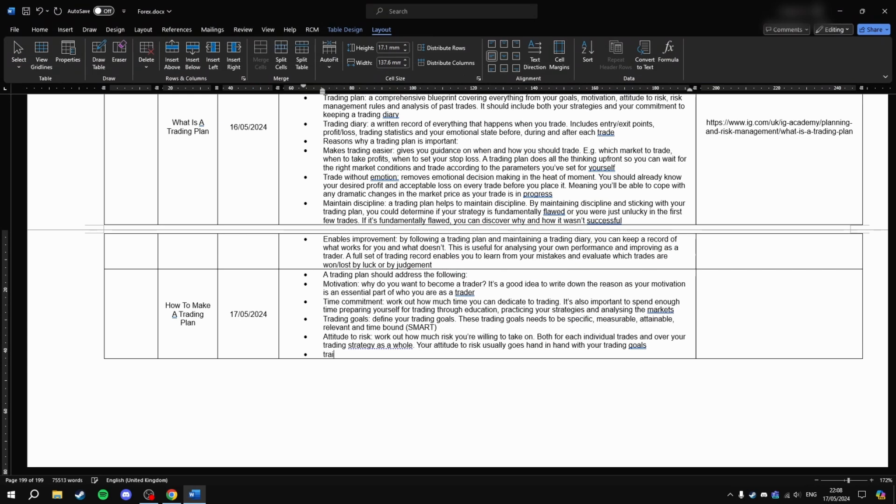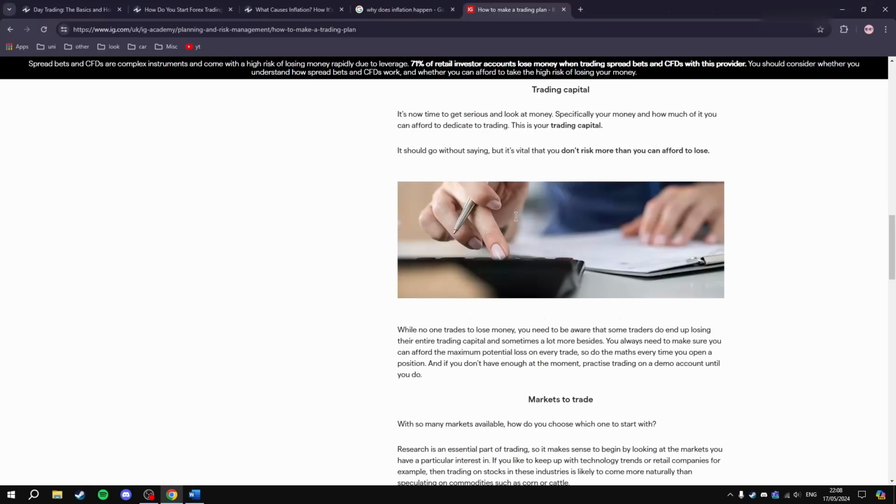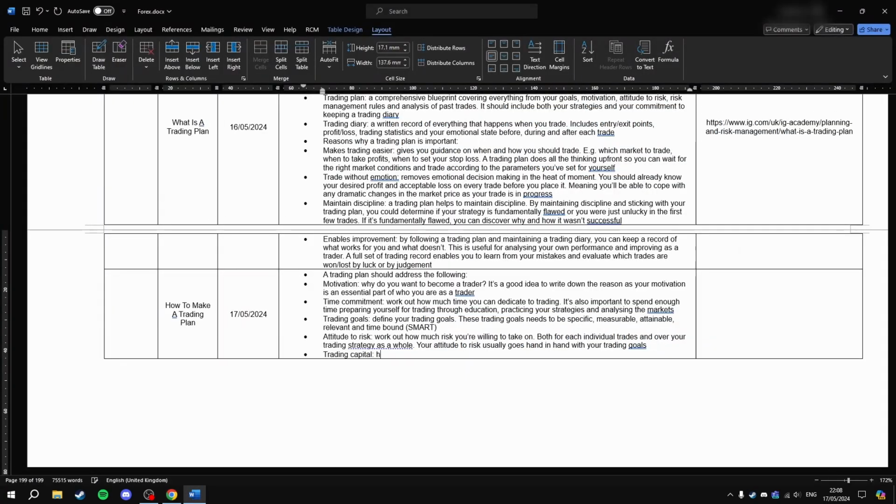Trading capital. Now it's time to get serious and look at money. Specifically your money and how much of it you can afford to dedicate to trading. This is your trading capital: how much money you can dedicate to trading.